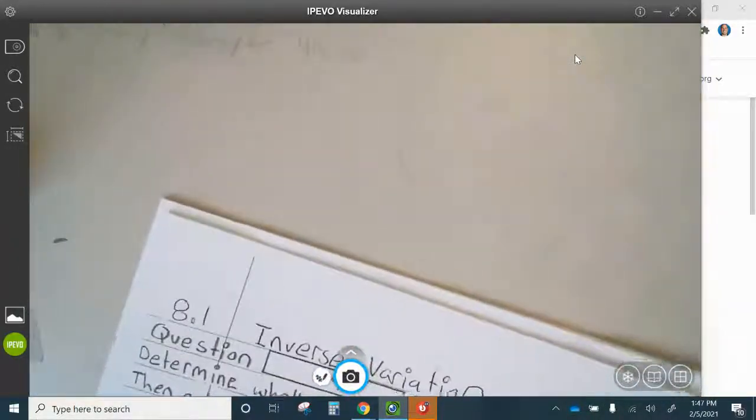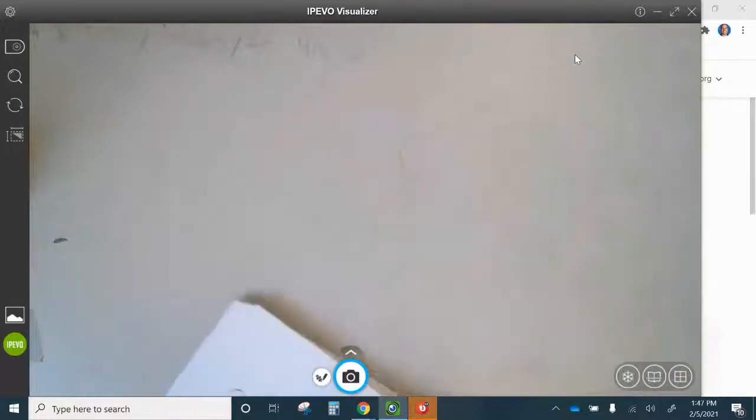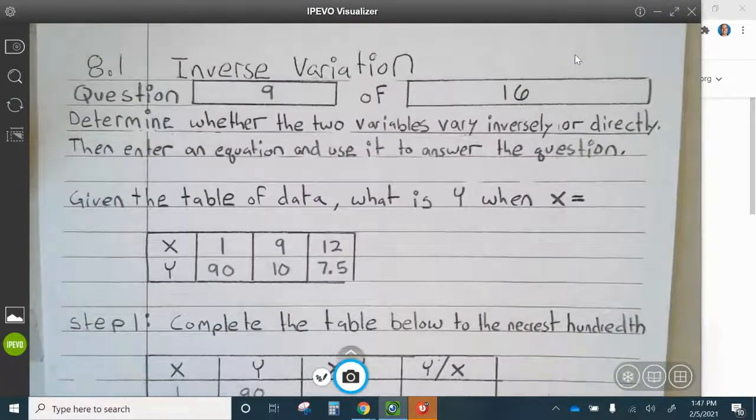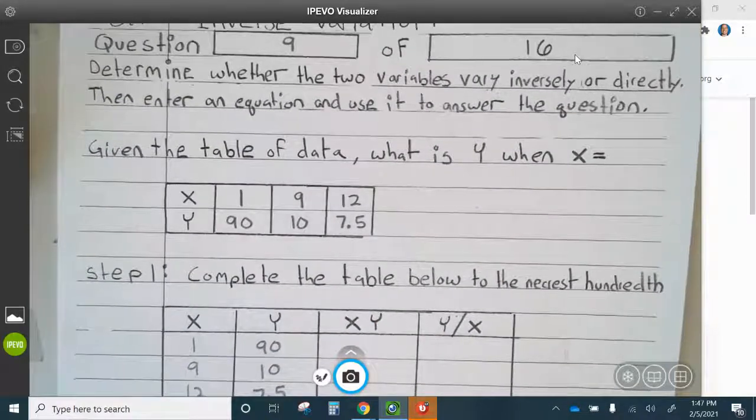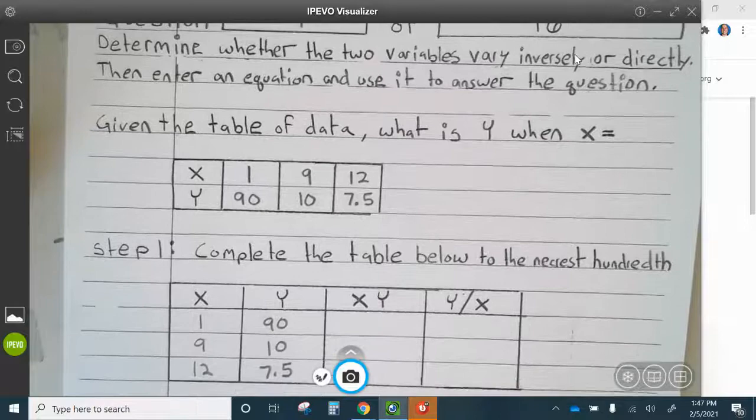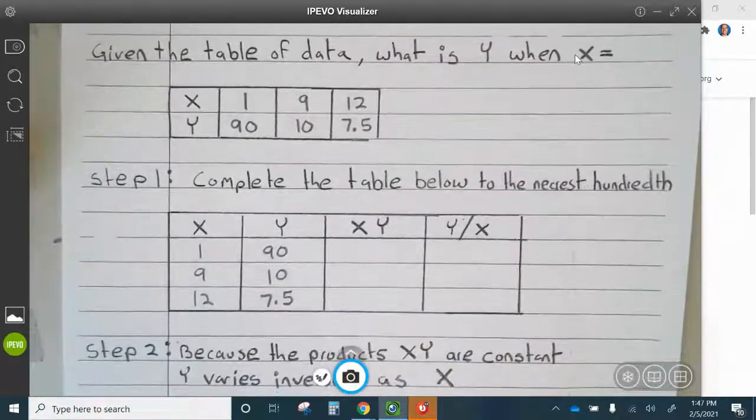Let's take a look at the next example. Question 9 of 16. Determine whether the two variables vary inversely or directly, then enter an equation and use it to answer the question. Given the table of data, what is y when x equals 15? All right, so you have your table. Now complete the table below to the nearest hundredth.